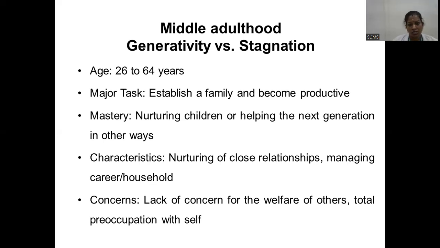Middle adulthood, this generativity with stagnation. In this one, age is 26 to 64 years. In this one, the major task is to establish the family and become productive. And then mastery, there is helping the children and the next generations in other ways. Characteristics, that is close relationships, managing career as well as the household. Concerns: lack of concern for the welfare of others, total preoccupation with self.